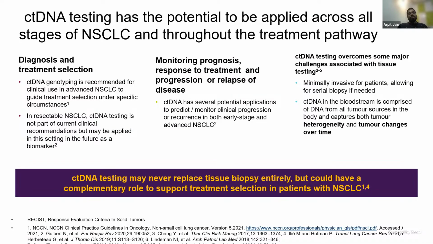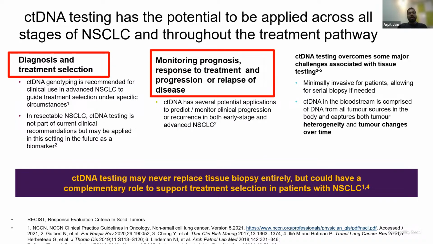Then comes the role of ctDNA testing also. So we all know that in NSCLC patients, tissue availability remains a very pertinent issue. ctDNA can be used beginning from the diagnosis, then the treatment selection, and then down the line, monitoring the prognosis or the response to treatment. Early relapse and progression of the disease can also be identified early with the use of ctDNA testing.